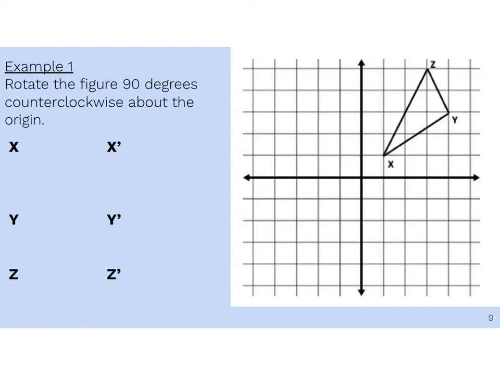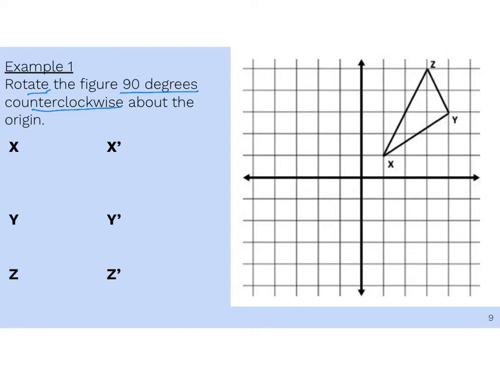So again, we're always annotating, so we need to rotate 90 degrees counterclockwise about the origin. Don't worry about the origin right now. All of our rotations are about the origin. When it changes, that's when I'll explain to you what that means, because then it'll make sense.